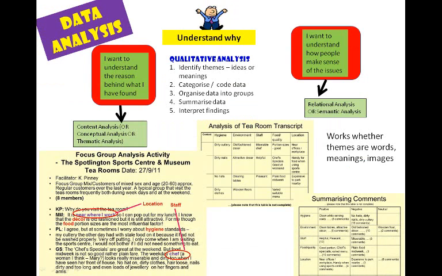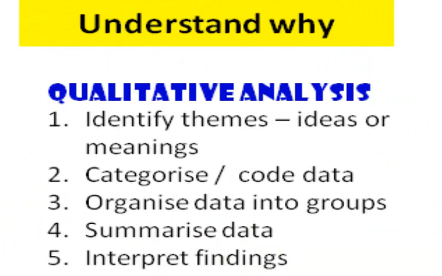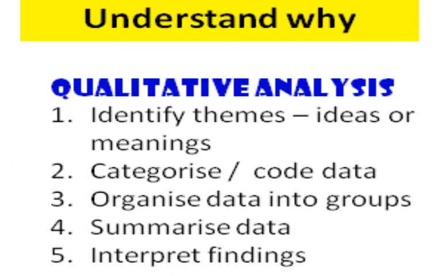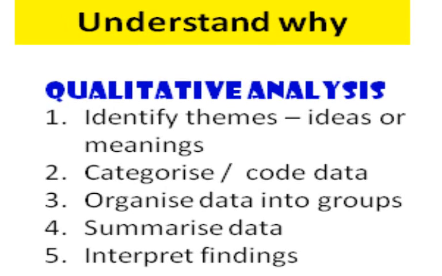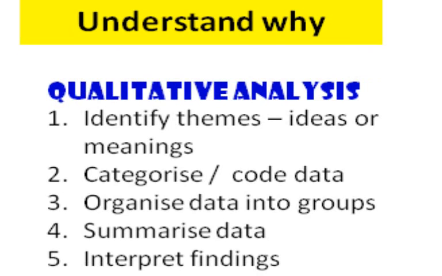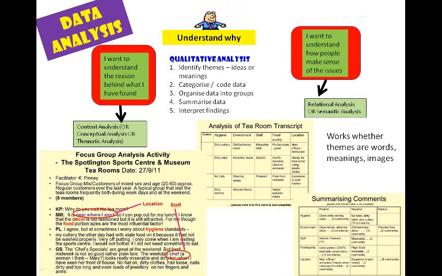In order to do that, a simple summary of how to do this qualitative analysis is given here. We identify the themes that have been covered, whether that is ideas or meanings, concepts. Once we have those, we put them into appropriate categories and code the data. Thirdly, we organise the data into groups, and then fourthly, we summarise the data. Once the data is in summary form, we're in a position to try to make sense of that information. So we need to interpret the findings.